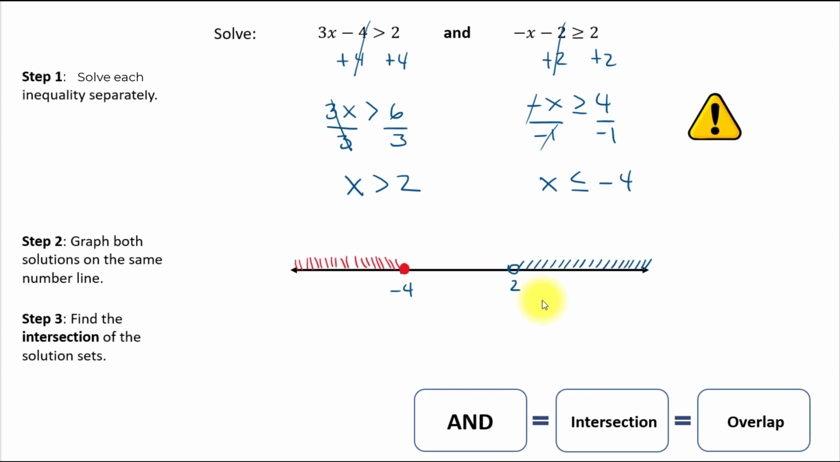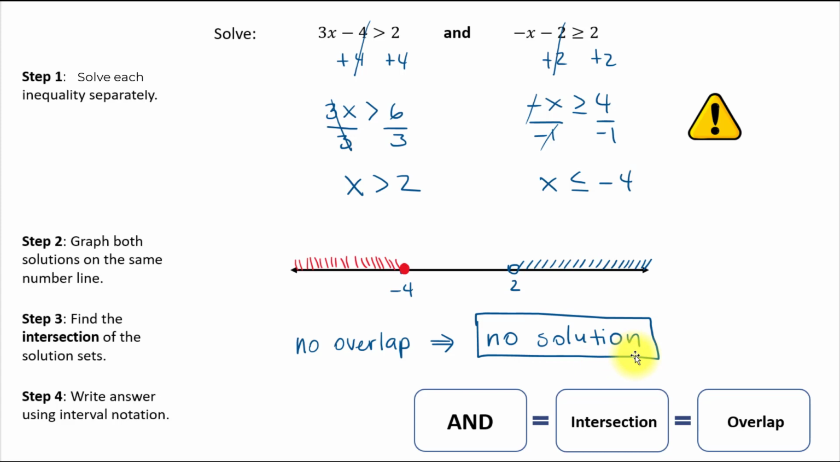So there is no overlap. In other words, these two solution sets do not intersect. This means that the given compound inequality has no solution. So no solution is going to be the answer to this question. One of the notations that we can use for such an answer, no solution, is the symbol. So it's like a crossed out circle. It indicates an empty set.